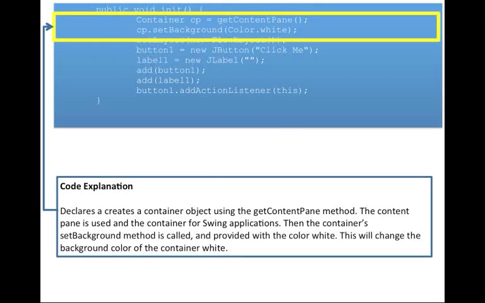The first two lines you see is a declaration of a container and then a call to get content pane. The content pane is the area in which we can add components to the window, and that is a container object that we can manipulate. We can change the background color. We can do all kinds of stuff with it. And here you see that we are changing that background color to white by calling the container's set background color method.